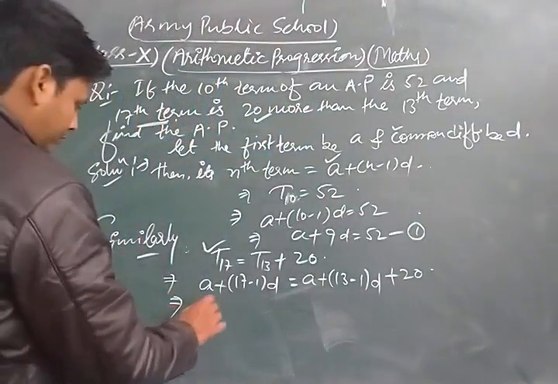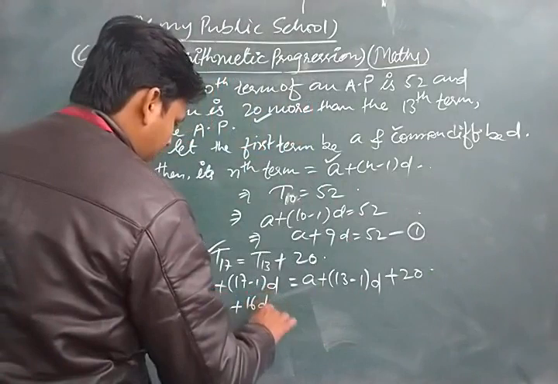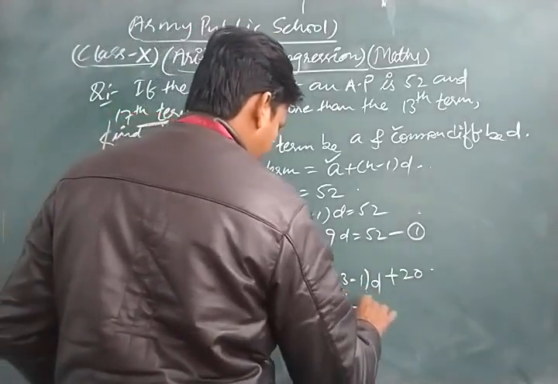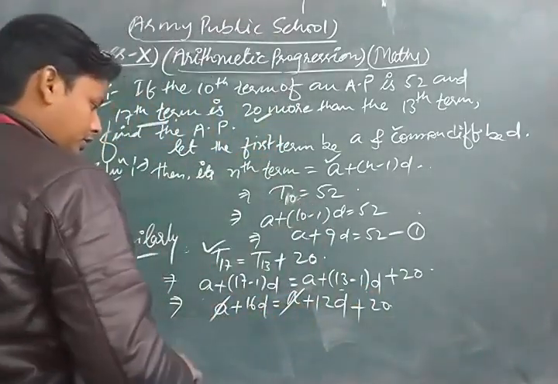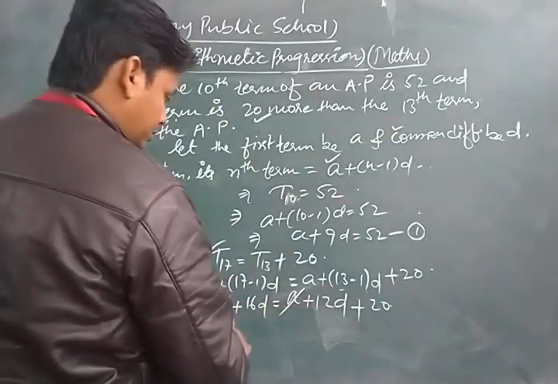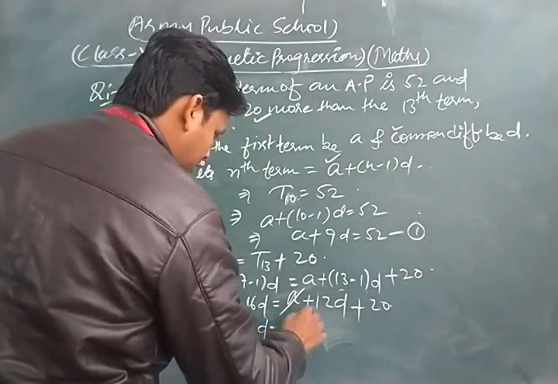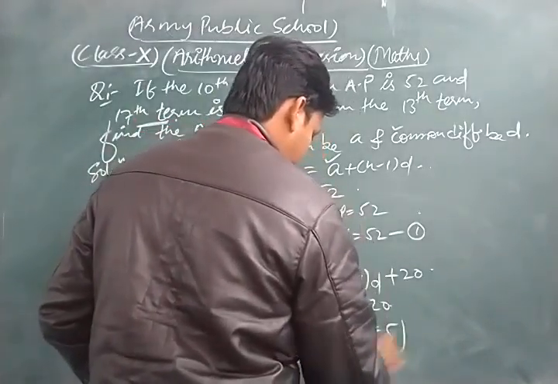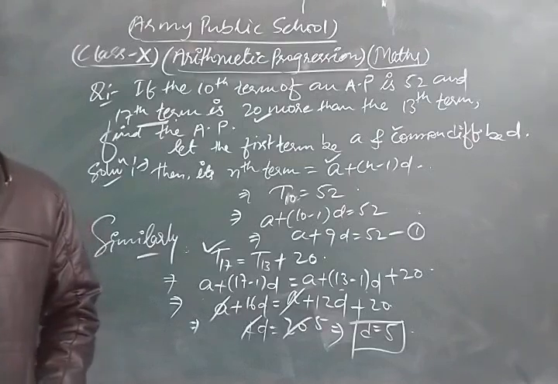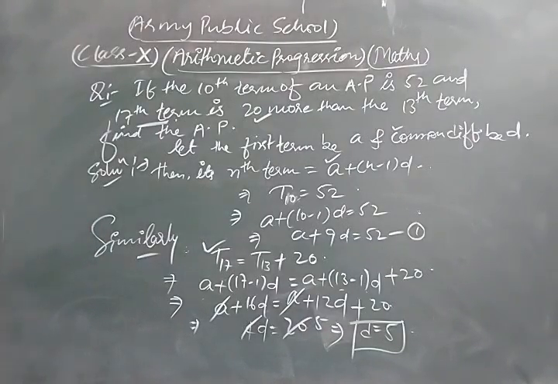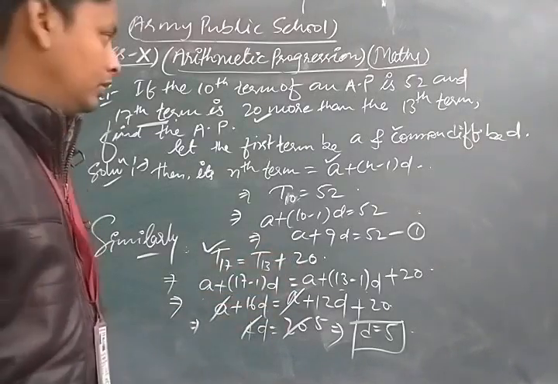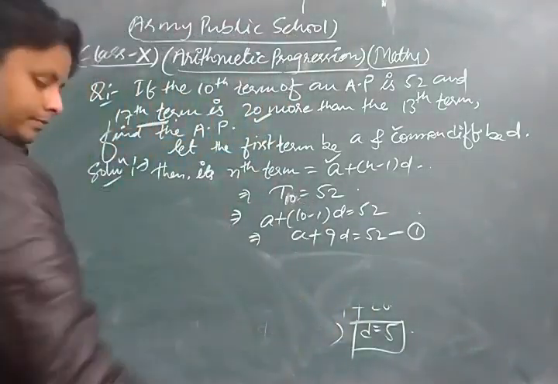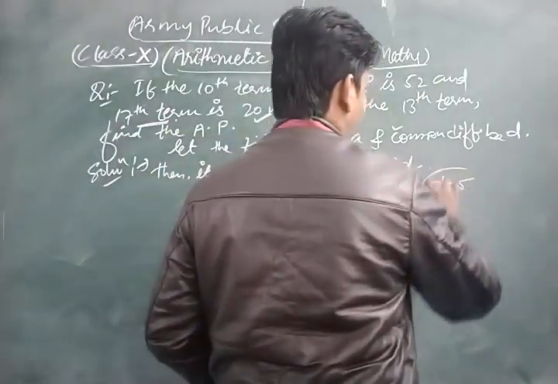Now this is A plus 16D is equal to A plus 12D plus 20. Now A cancels on both sides. Transferring 12D, 4D is left, which is equal to 20. Dividing by 4, the value of D is 5. In this way, we first find the value of D, which is 5.